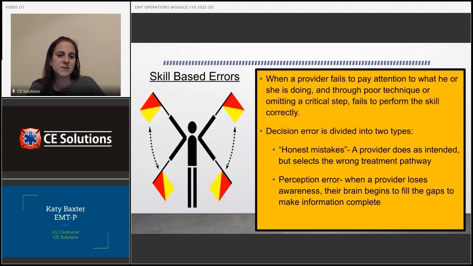Decision error is divided up into two types. You can have honest mistakes. And yes, we all have done them. I've spoken a lot about my mistakes in this class already. The provider does as intended, but selects the wrong treatment pathway. I swear it was chest pain. They had no reason for it to be asthma or something like that, right? Perception error. When a provider loses awareness, their brain begins to fill the gaps to make the information complete. We will still connect the dots, even with things that didn't happen.